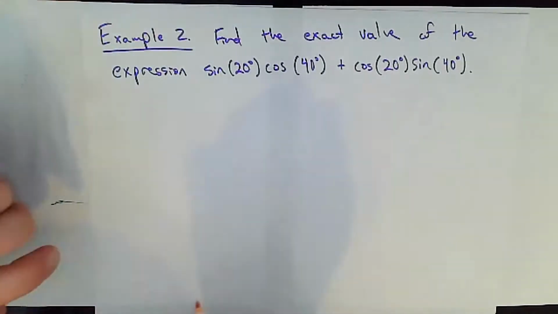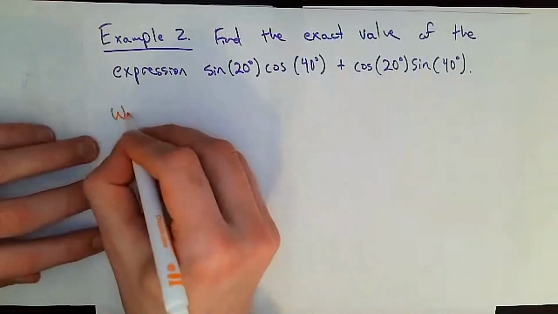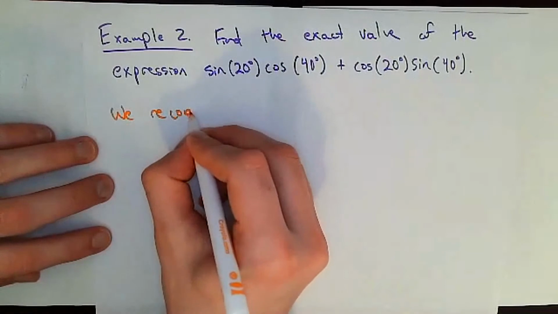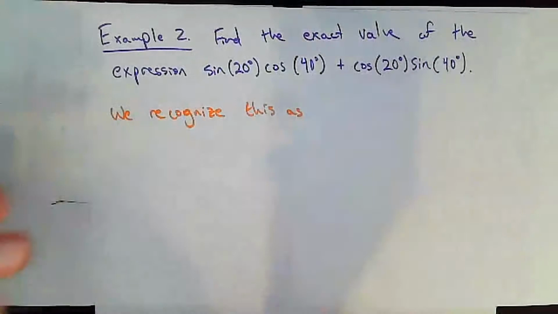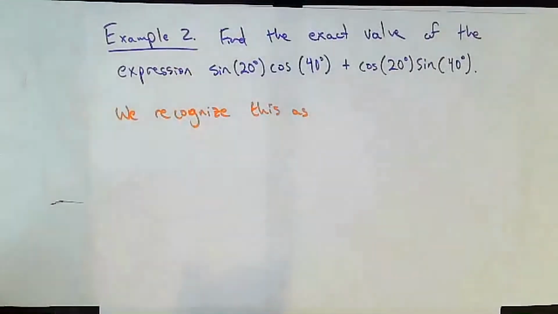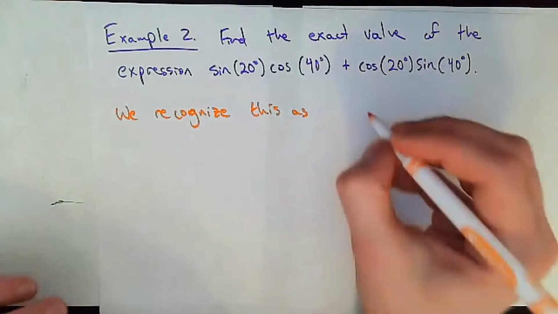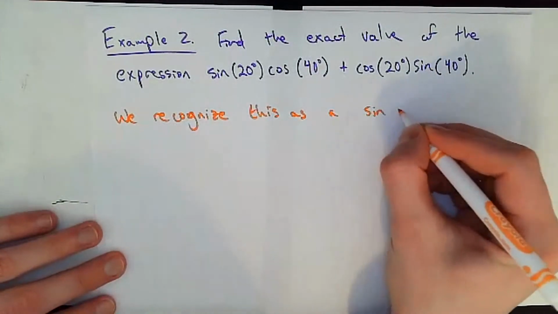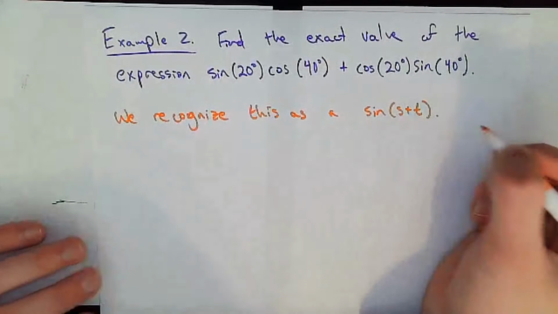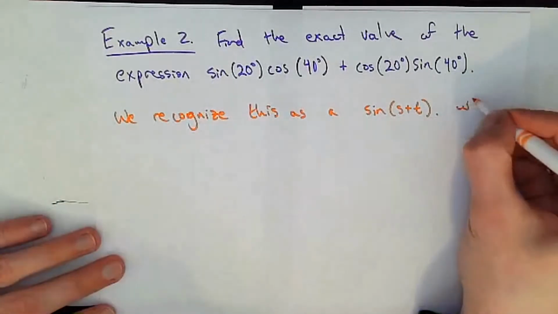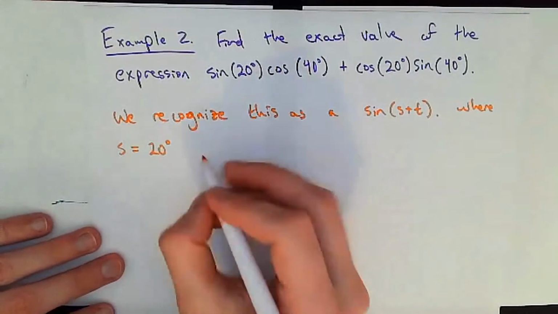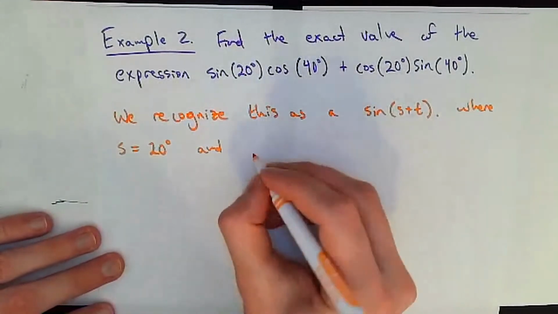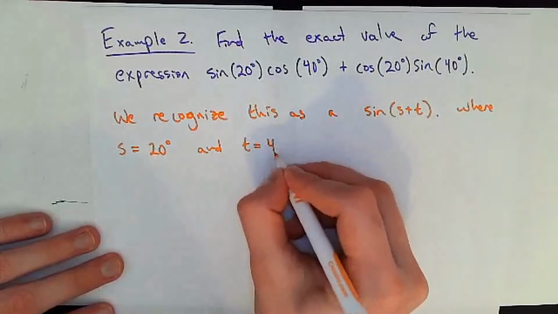All right, so how do we solve this? First, we have to recognize, so we're going in reverse. I've given you the output of the formula and asked you to clean it up a bit. Recognize this as a sine of s plus t, where s is equal to 20 degrees and t is equal to 40 degrees.